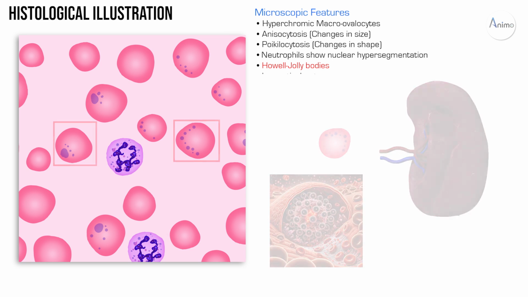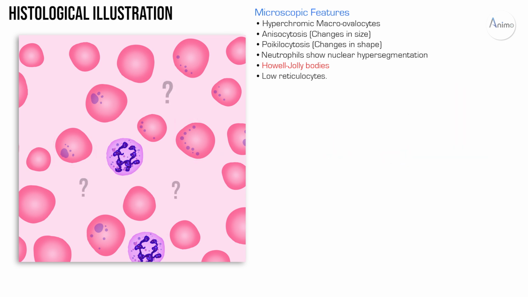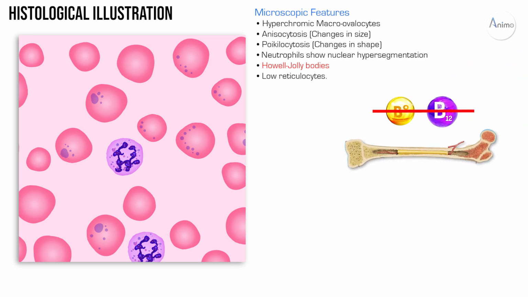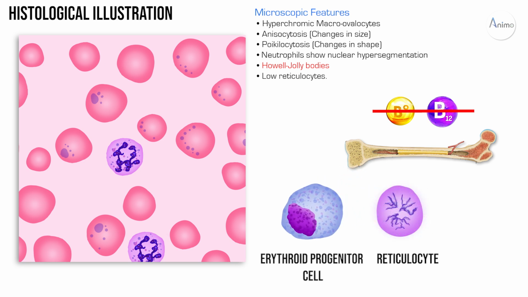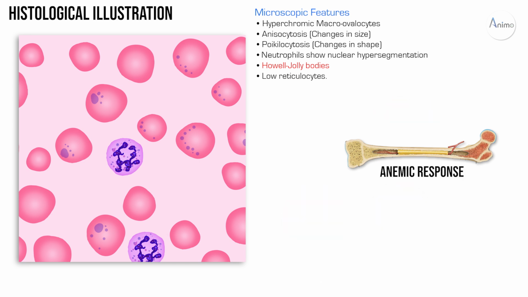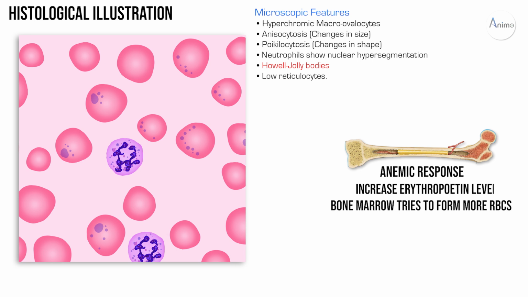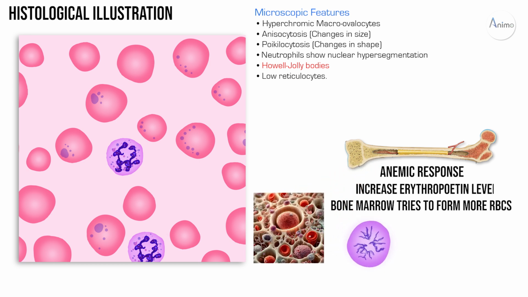The next point is the reticulocyte count is low. As you see, there is no reticulocyte in this slide. The reason for this is that due to vitamin B12 and vitamin B9 deficiency, the bone marrow cannot mature the normal erythroid progenitor cells into reticulocytes. So there is less formation of reticulocytes and less release of reticulocytes in the bloodstream. Also, due to anemic response and increased erythropoietin level, the bone marrow tries to form more RBCs, and in this process, many abnormal and fragile reticulocytes are formed inside the bone marrow and they die there before they make their move into the bloodstream. So there is a low reticulocyte count.